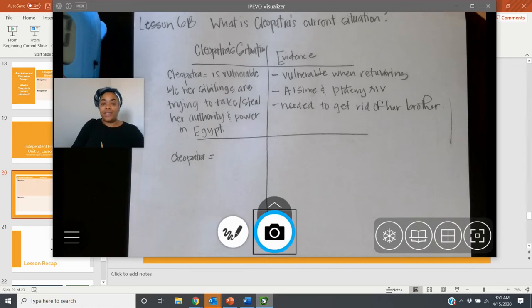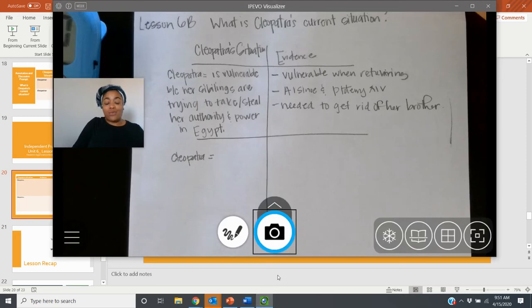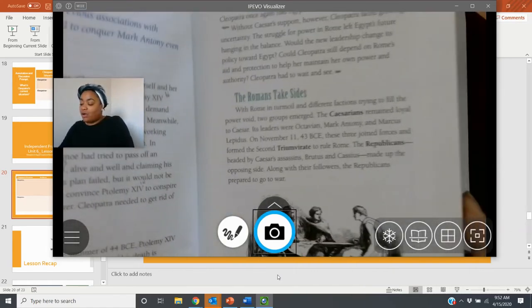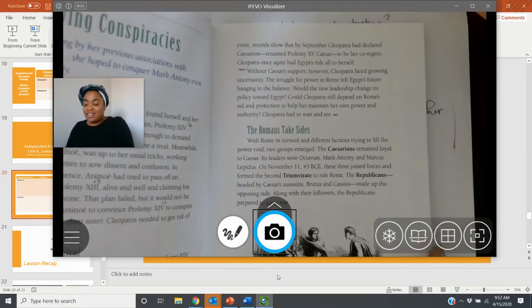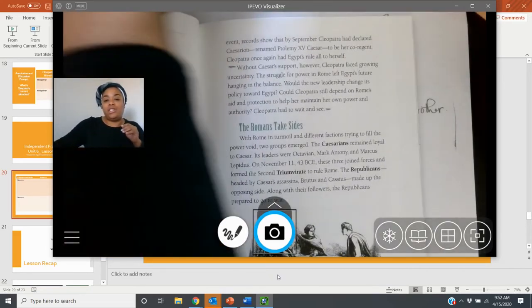We're moving. So, our next question is: how was Egypt affected by the political unrest in Rome? What evidence supports our answer? Scholars, we are going to read, and remember, you are welcome to go back and read both pages. We are going in and just chunking this information so that we're able to complete our T-chart.